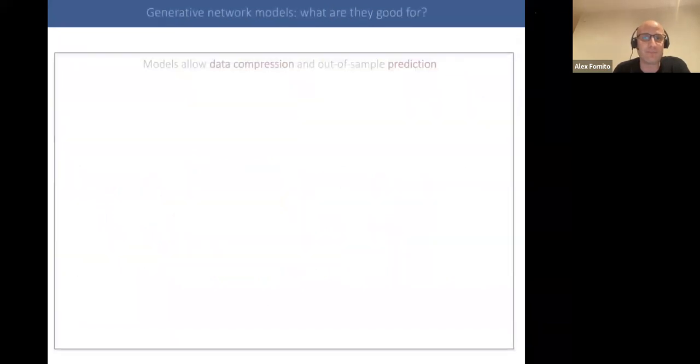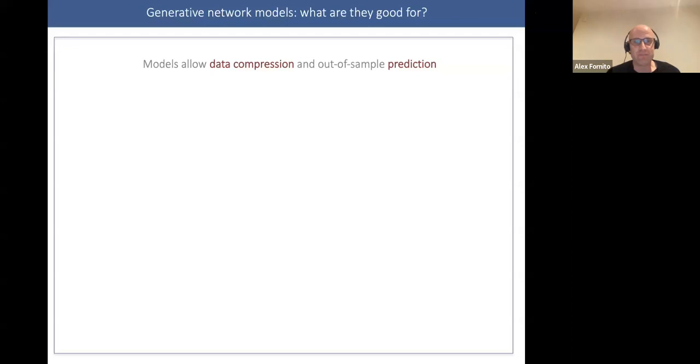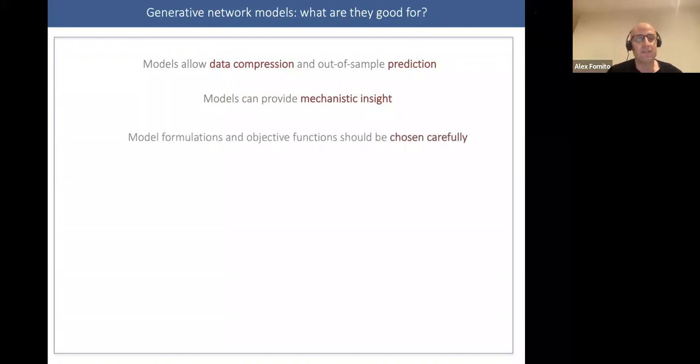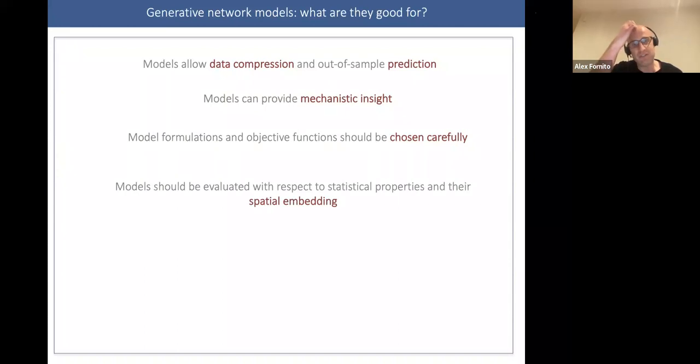So to wrap up, hopefully I've convinced you that models can be quite useful for compressing the data and making out of sample predictions. And in the best cases, they can provide some mechanistic insight. And hopefully I've given some examples of how we've been able to test between competing hypotheses about the factors that might help shape connectome architecture. The ways in which models are defined and their objective functions need to be chosen carefully. And at least with reference to this specific class of models, hopefully you're convinced that we need to consider both topological and topographical or spatial properties of the networks.